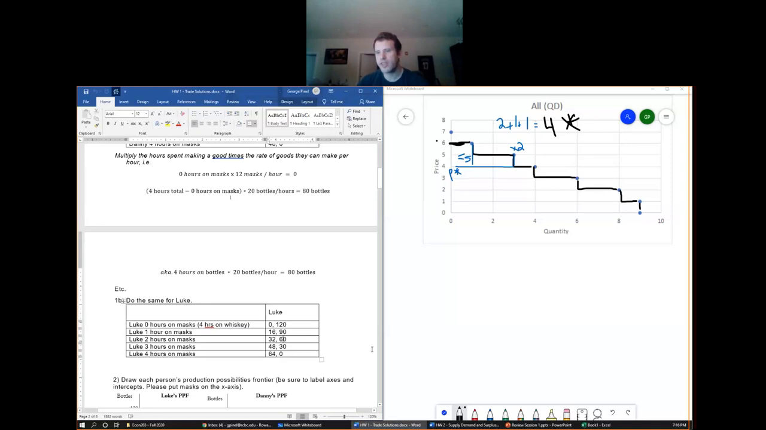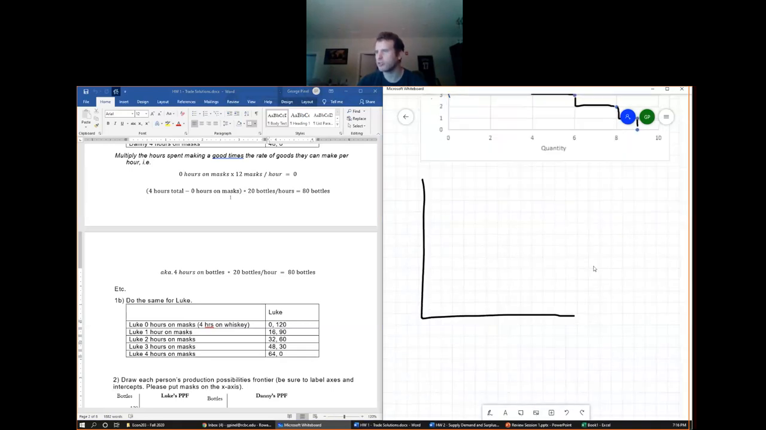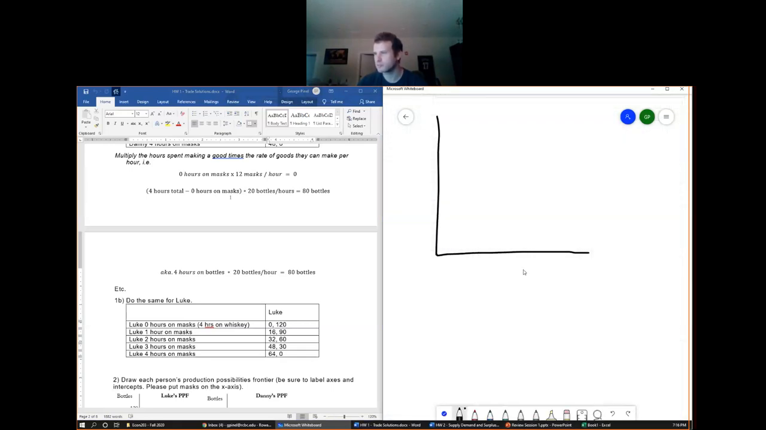All right. So then I asked you to draw the production possibilities frontier. I say that masks should be on the x-axis. I'm going to do M and W for masks and whiskey. W is for whiskey. All right. So I have masks on the x-axis, and the only reason that it's on the x-axis is because I asked you to put it there. It could be on either.